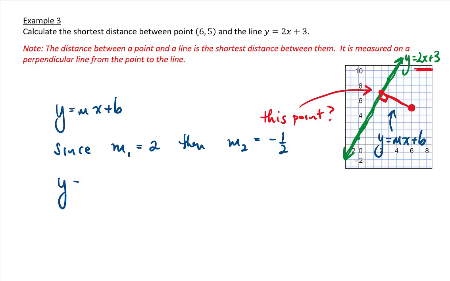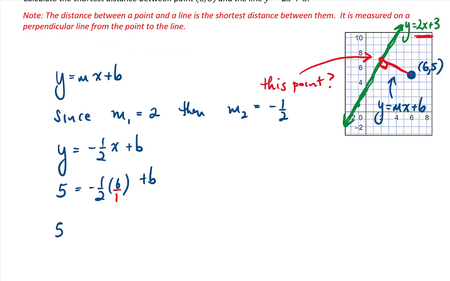So now we know that y equals negative 1/2 x plus b. Now we need a point to determine the y-intercept. Well, we know that point there. That's the point (6, 5). That's the point that was given. So let's use that point to find the y-intercept. So 5 equals negative 1/2 times 6 plus b. Remember, that is 6 over 1.